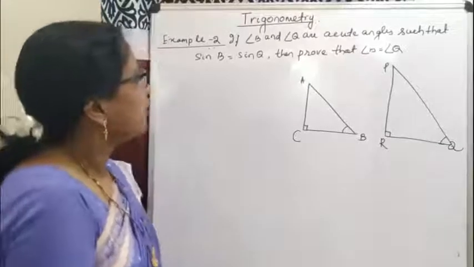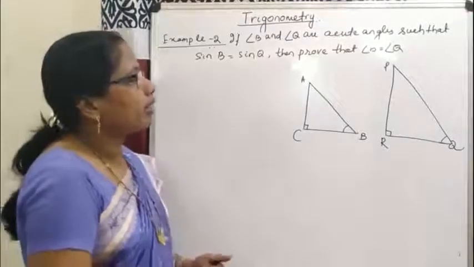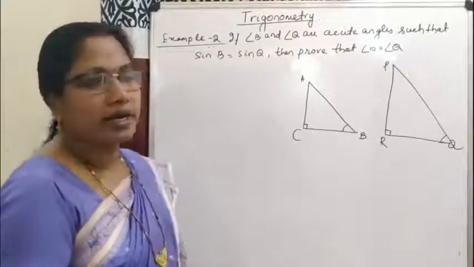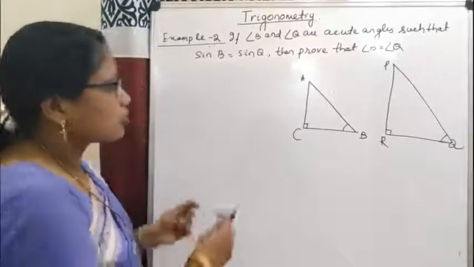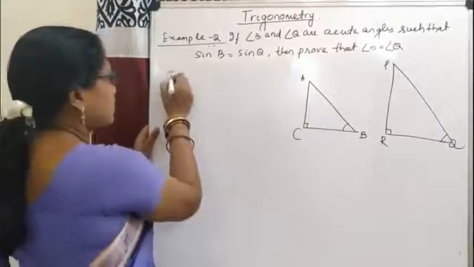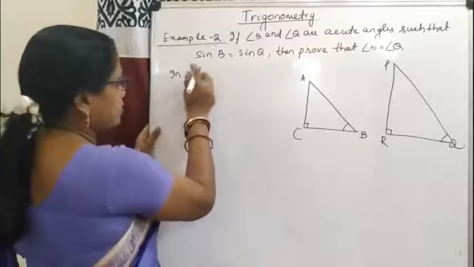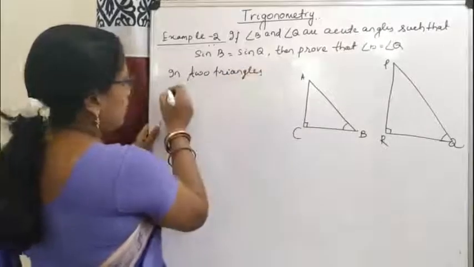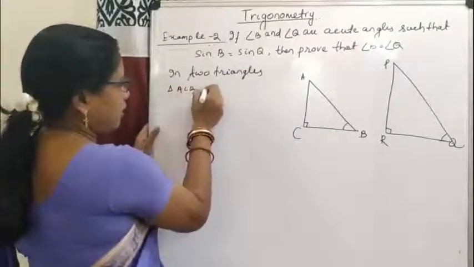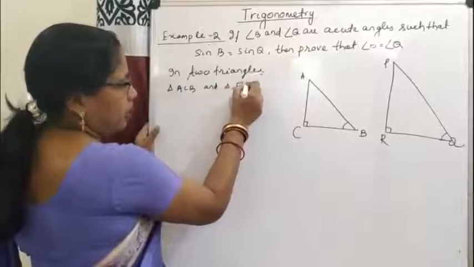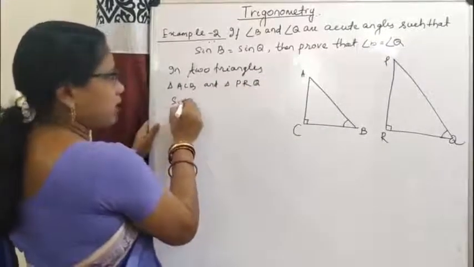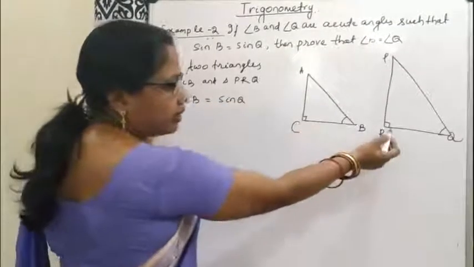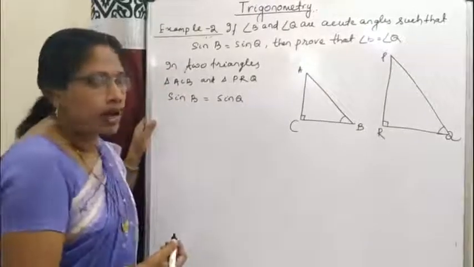Next example, if angle B and angle Q are acute angles such that sin B is equal to sin Q, then prove that angle B is equal to angle Q. So here we have taken two triangles. In two triangles, triangle ACB and triangle PRQ, it is given that sin B is equal to sin Q. So here angle C is 90 degree and in triangle PRQ angle R is 90 degree.